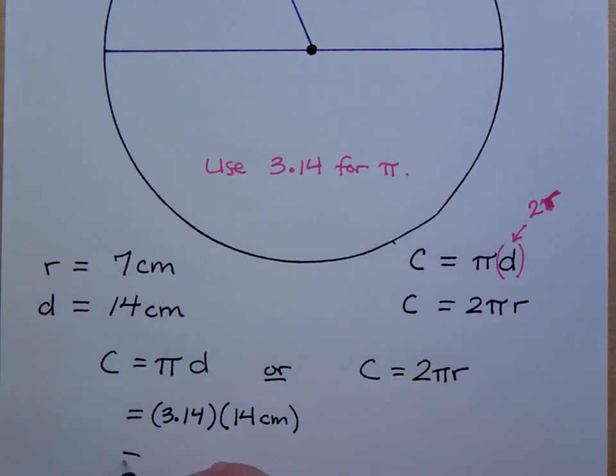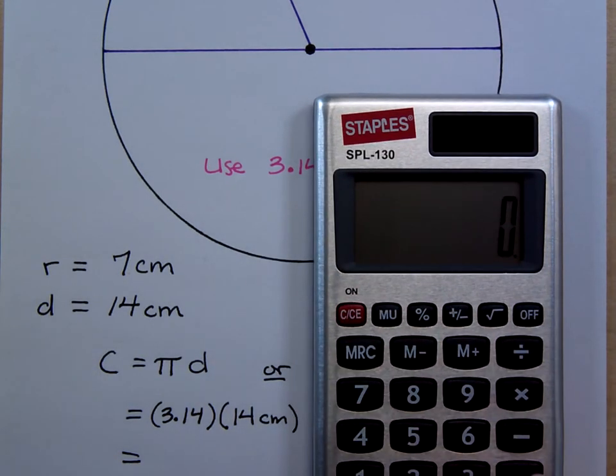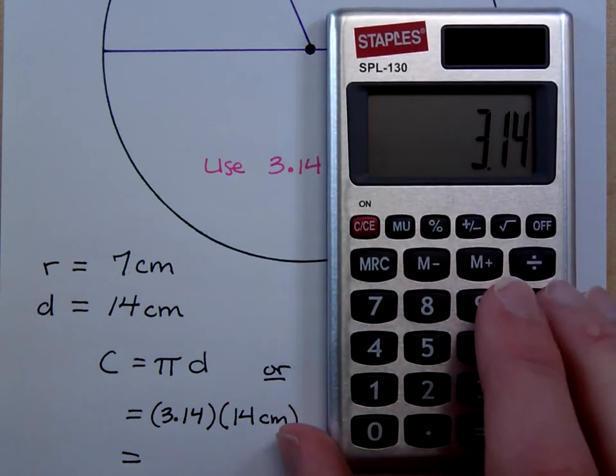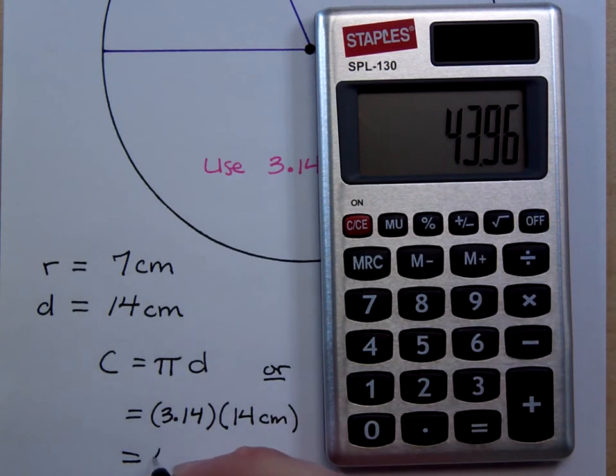So what's 3.14 times 14? 43.96. You can tell that I've been using a graphing calculator too much when I press the bottom left button to turn it on. 3.14 times 14, 43.96.